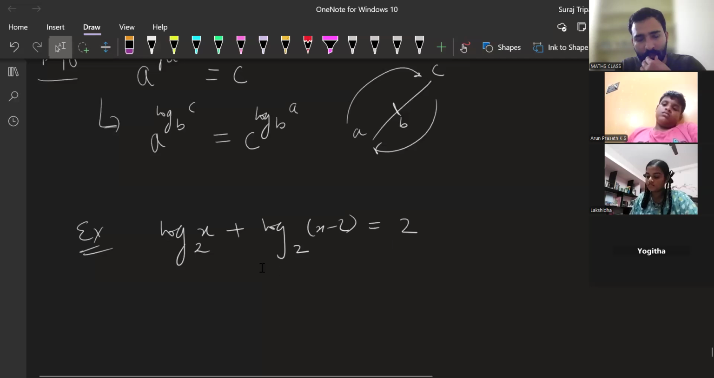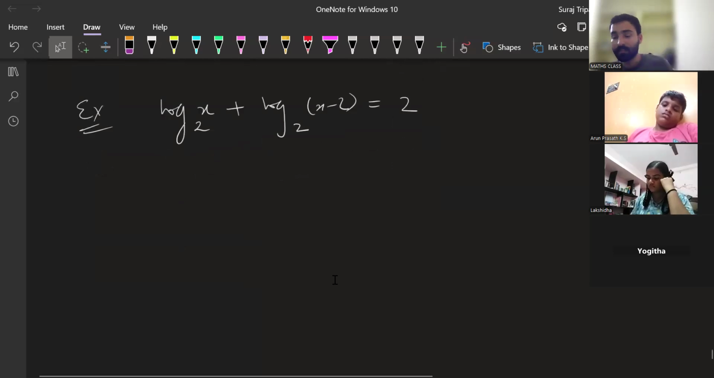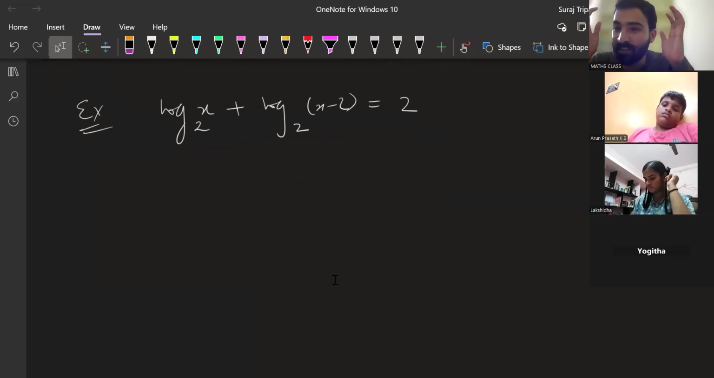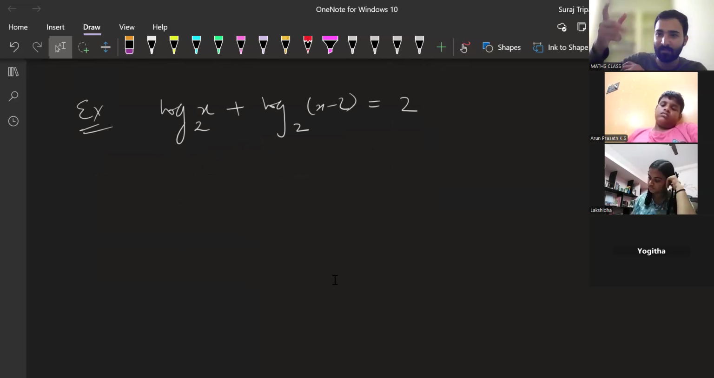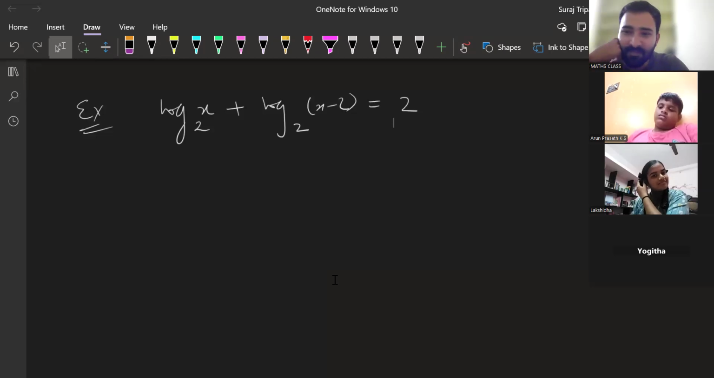Try to solve this equation. So every time you have to keep in mind, these properties are like arrows, like bow and arrows. You have to keep this ready with yourself. If it looks like any question, just ready your arrow with the bow and run it.